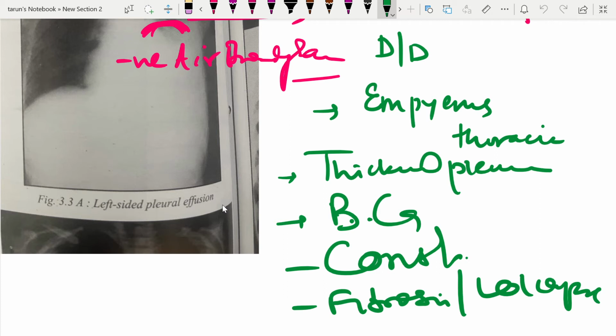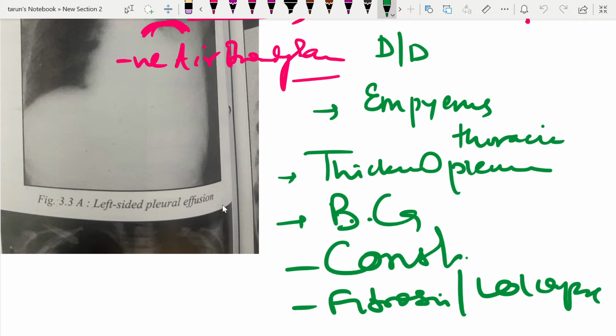So these are the differentials which you keep in your mind. Empyema, thickened pleura, bronchogenic carcinoma, consolidation. Then fibrosis and collapse, if you are considering, then mediastinal shift should be there towards the same side, not to the opposite side. So this you should keep in your mind.